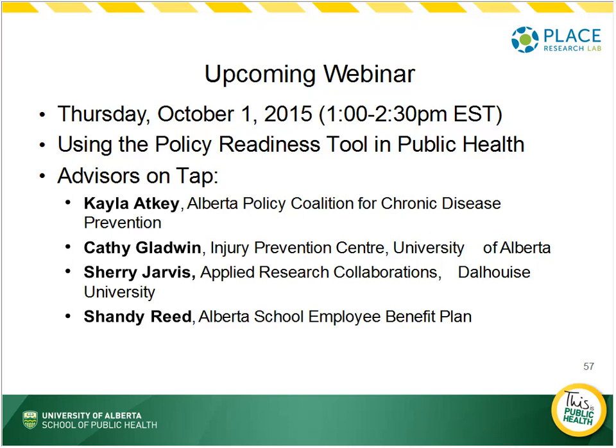And finally, the fourth advisor on tap is going to be Shandy Reed. She was a former policy analyst with the Alberta Policy Coalition for Chronic Disease Prevention and is currently with the Alberta School Employee Benefit Plan. And she's going to be talking specifically about how the tool was used with municipalities here in Alberta, as well as talking about adapting the tool for use with employee wellness in the school setting.